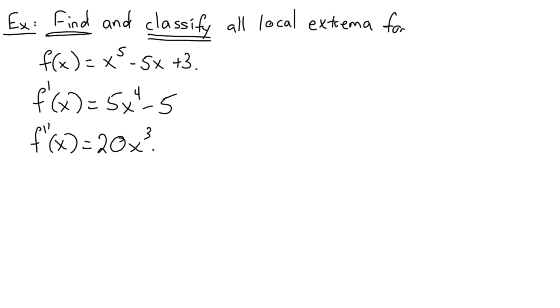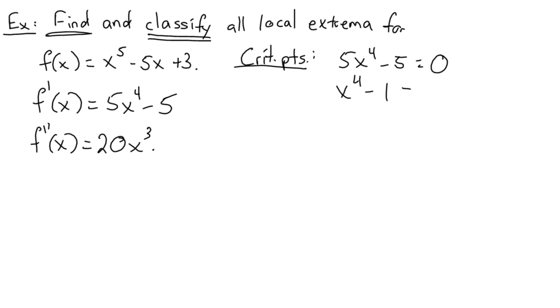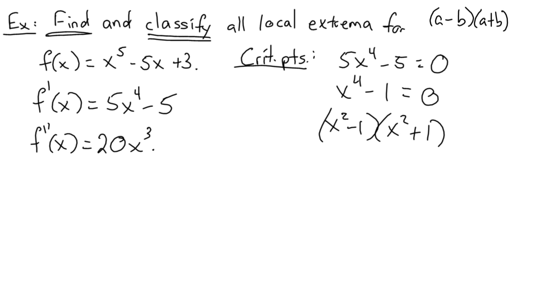So what do we need to do? First, we need to find the critical points. You always have to find critical points first. And those happen where f prime, the first derivative, is 0 or undefined. Since it's a polynomial, it's defined everywhere, so we just need to set the derivative equal to 0. So we'd figure out 5x to the fourth minus 5 equals 0. Divide everything by 5, so x to the fourth minus 1 equals 0. And we can factor that into x squared minus 1 times x squared plus 1. That's our old friend, a minus b times a plus b equals a squared minus b squared, with a equals x squared and b equals 1.